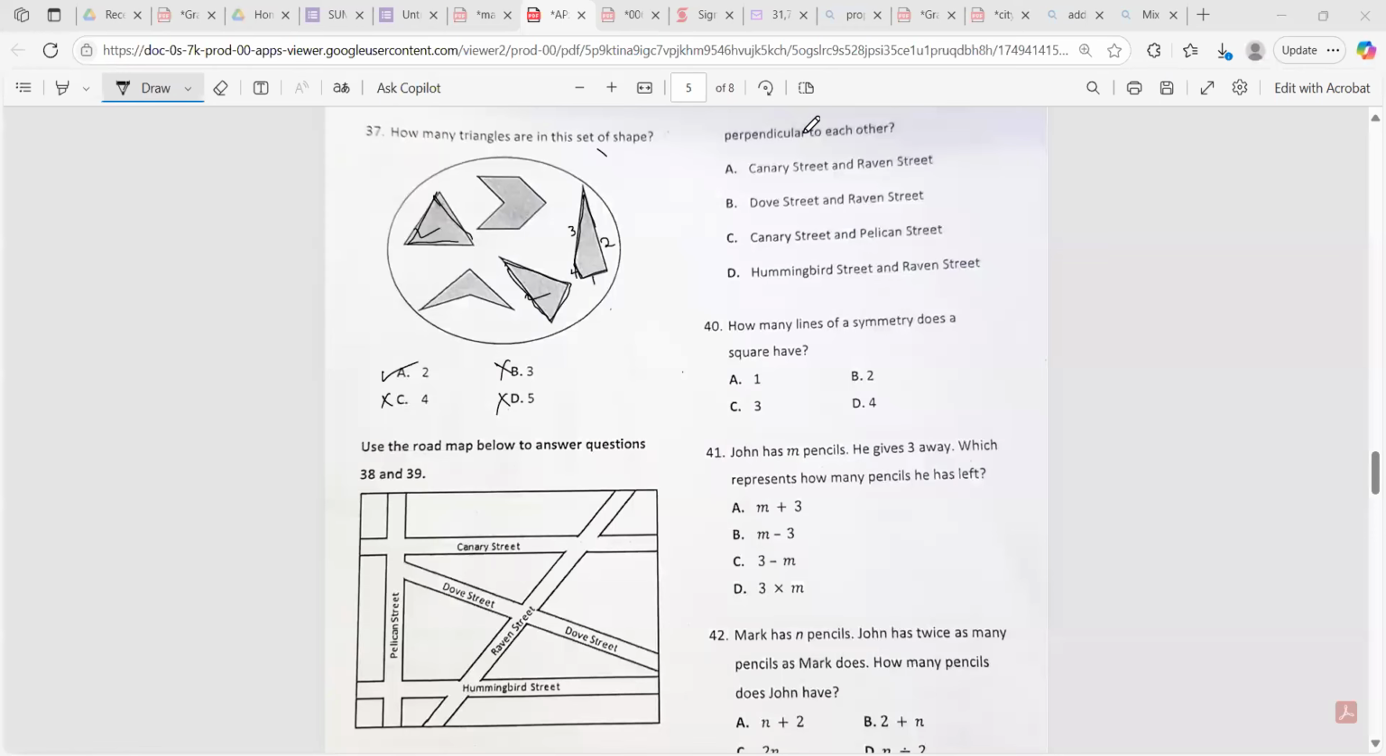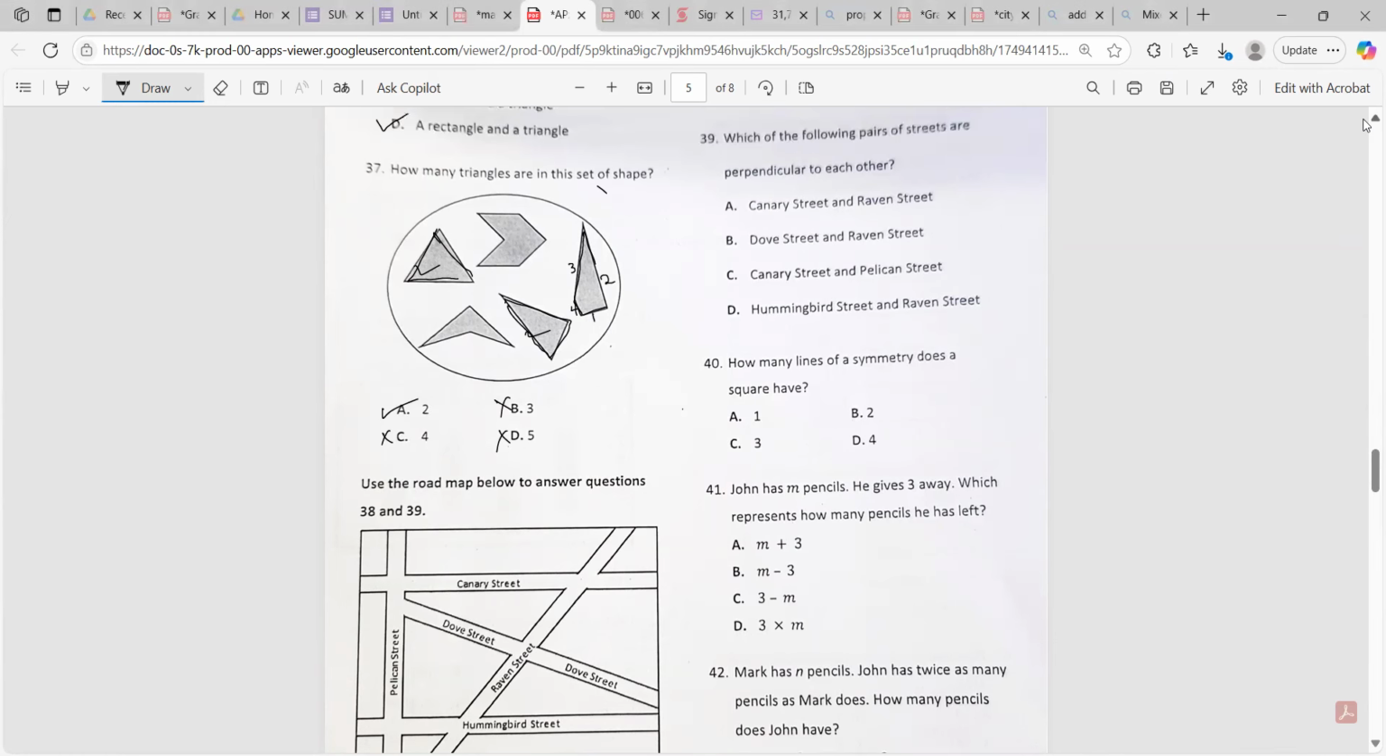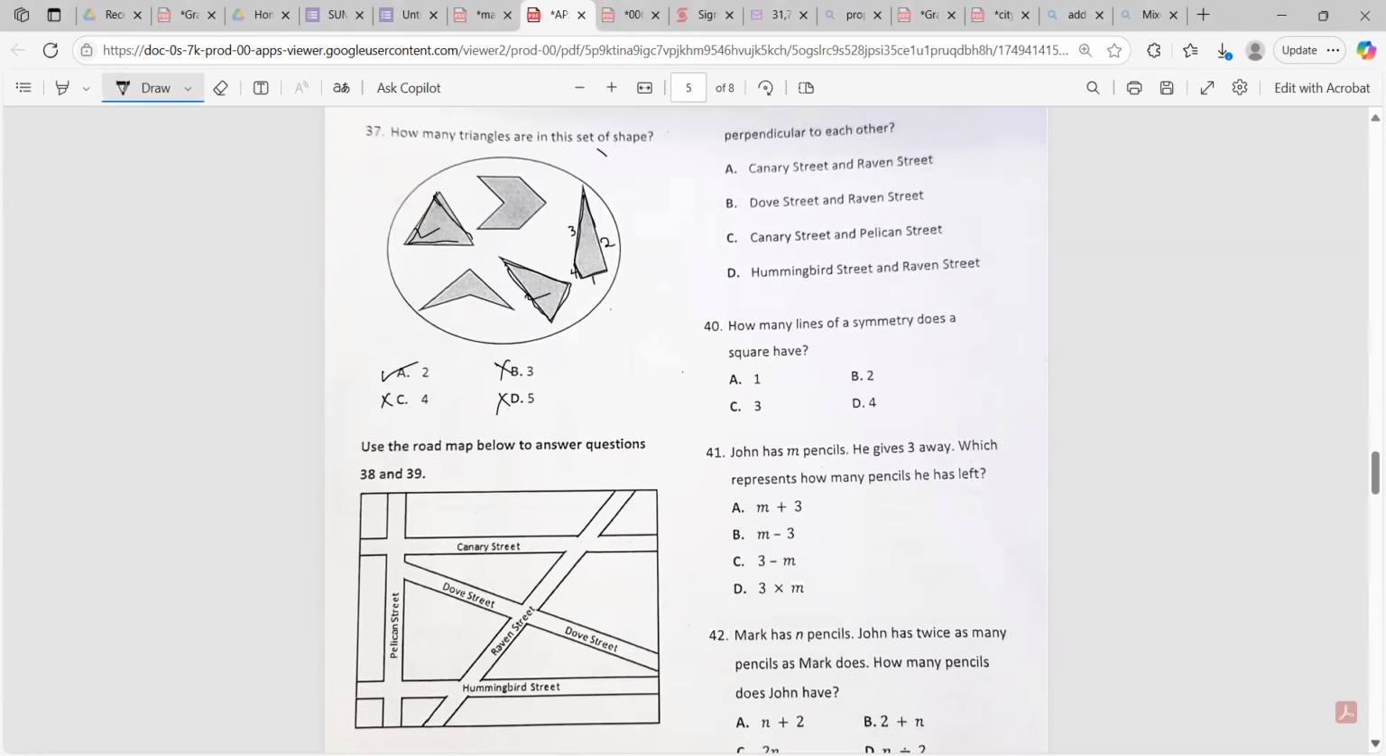All right, hold on there. All right, go ahead, Gabriel. So when you say perpendicular lines are intersecting lines that form a right angle where they meet. So Pelican Street and Canary Street will, if you turn it over, it would form a right angle. When I say turn it over, what do you mean? As if when you turn, like for example, you're in the exam and you turn over the paper to look at it to see if it forms a right angle.